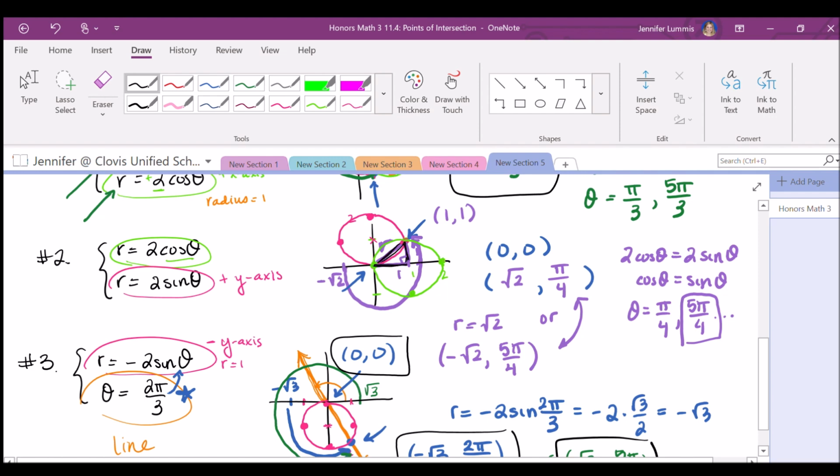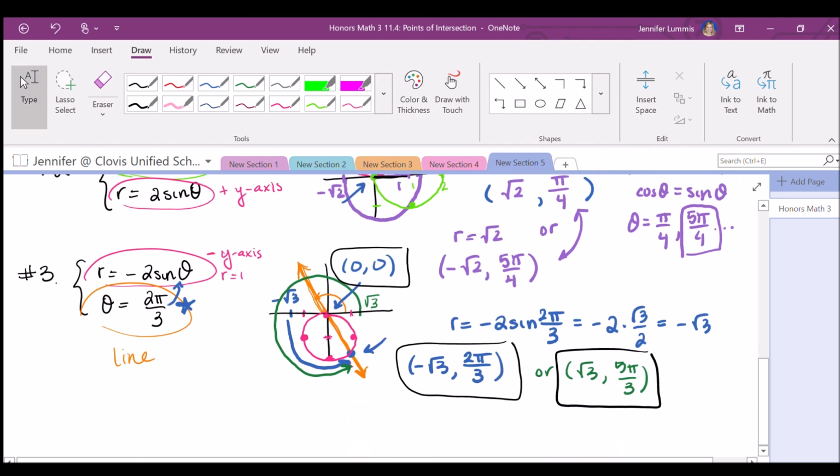Otherwise, you could actually take your angles from solving and plug them back in. So we came up with theta is pi/4 and 5 pi/4. If you plug those back into either equation, you can end up solving for r, and you'll get √2 or negative √2. And then in problem number 3, we found it by substituting theta into the equation for r.